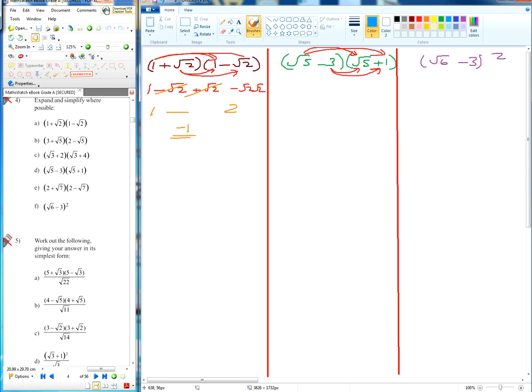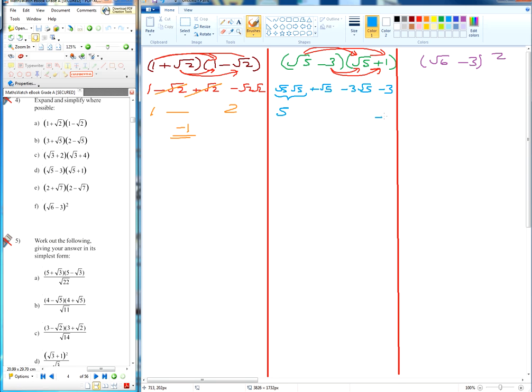So we have root 5 times by root 5. Root 5 times by root 5 will give us? That's right. Root 5 times by root 5 will give you just 5, because a root term by itself will give you the number inside. Root 5 times by plus 1 will give you plus root 5. Minus 3 times by root 5 will give you minus 3 root 5. Minus 3 times by plus 1 will give you minus 3.